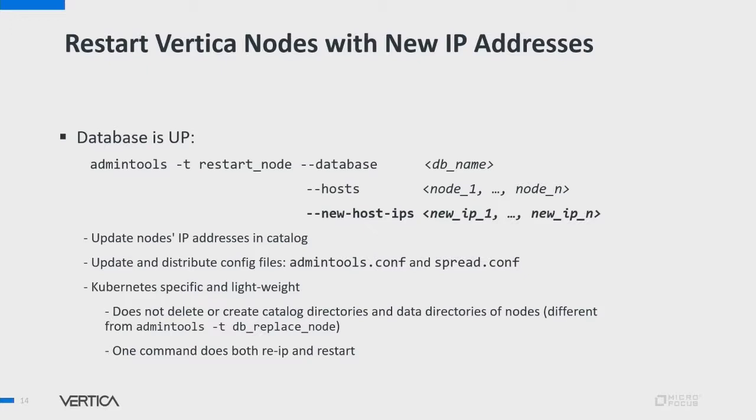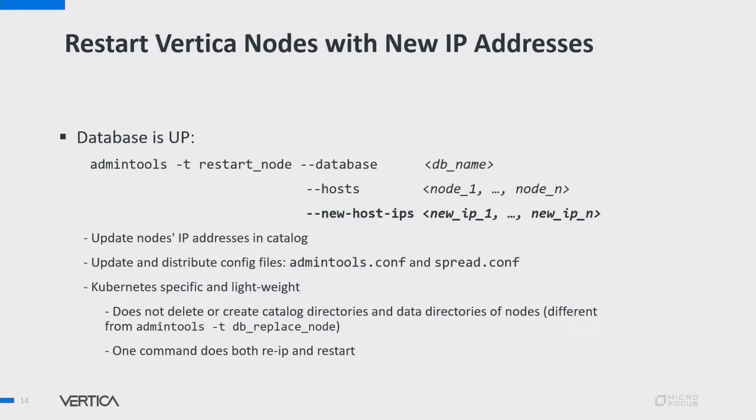For the first case, starting up down Vertica nodes with the new IP address when the database is up, we introduce a new option called New Host IPs for the Vertica admin tools command restart node, where Vertica admin tools is a tool that can be used by DB admin users to perform administrative tasks for managing their databases. The basic syntax is listed in the slide. To use the new option, one would need to specify at least a database name, a comma-separated list of Vertica node names in the --hosts option, and a comma-separated list of new IP addresses to assign to the specified nodes in the new host IP option.